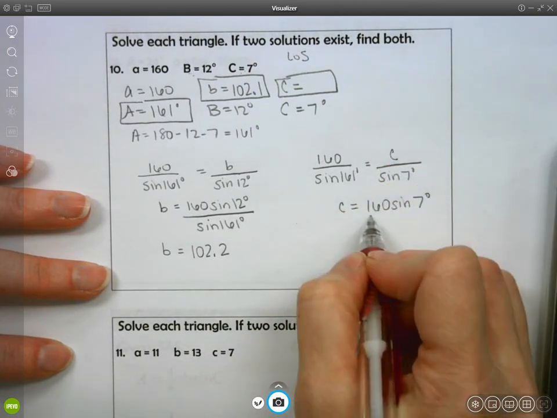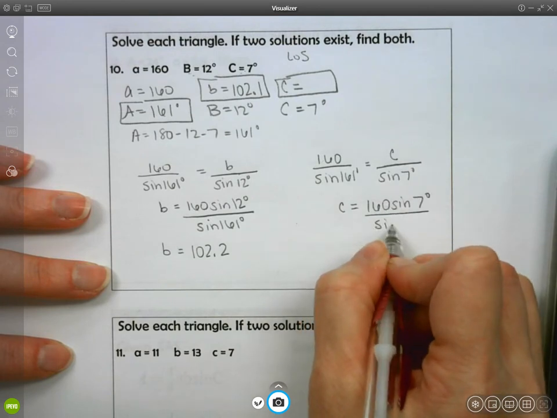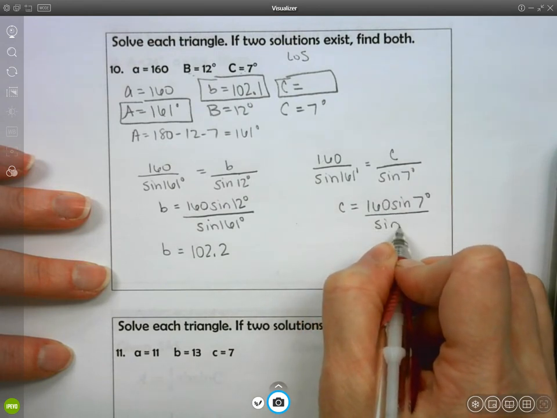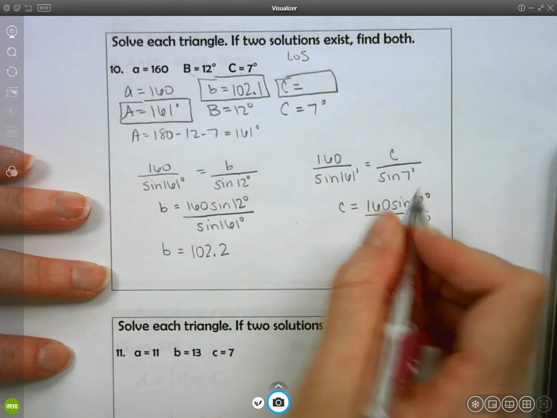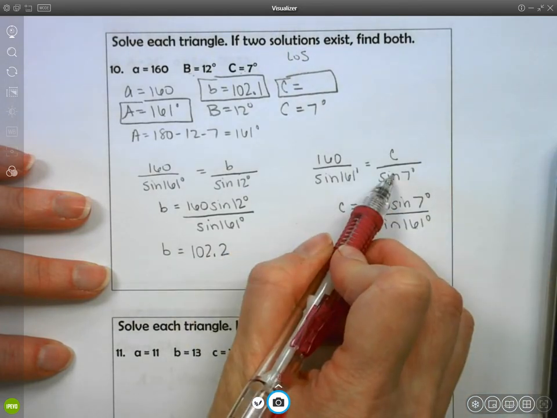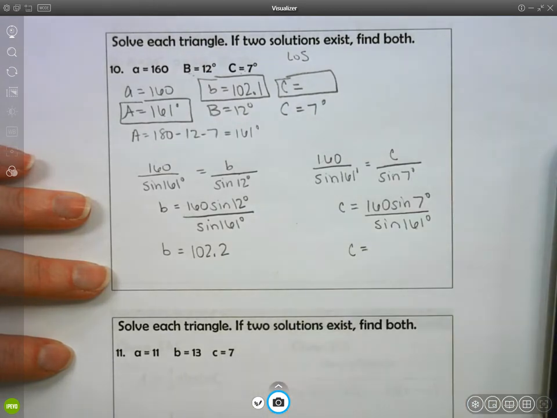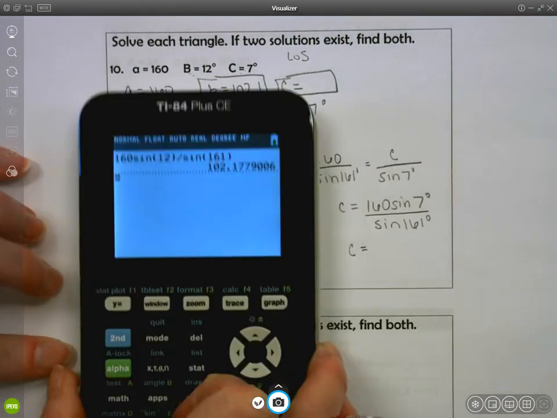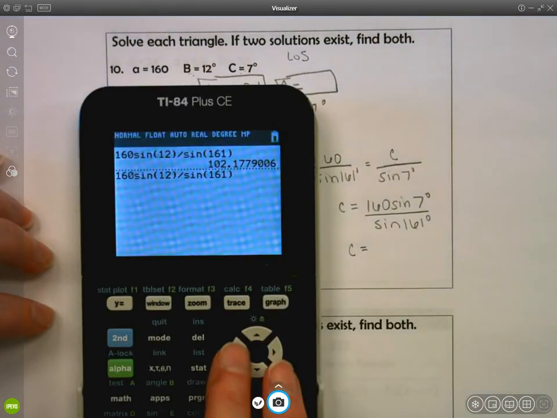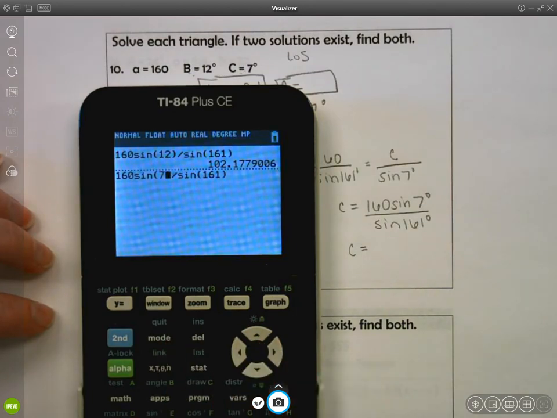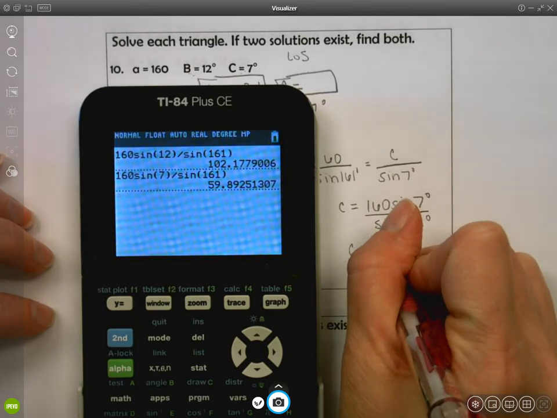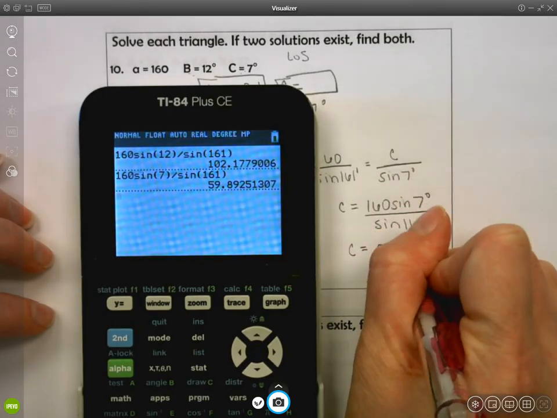So remember we cross multiply, divide, so we have 160 sine 7 divided by sine of 161. So this times this, because they're diagonal, divided by the other one. And it's going to be the same thing I just did, except this 12 is going to be a 7. So we get 59.9.